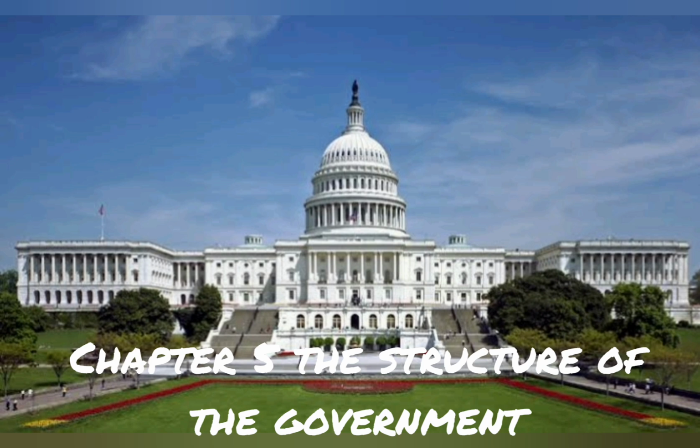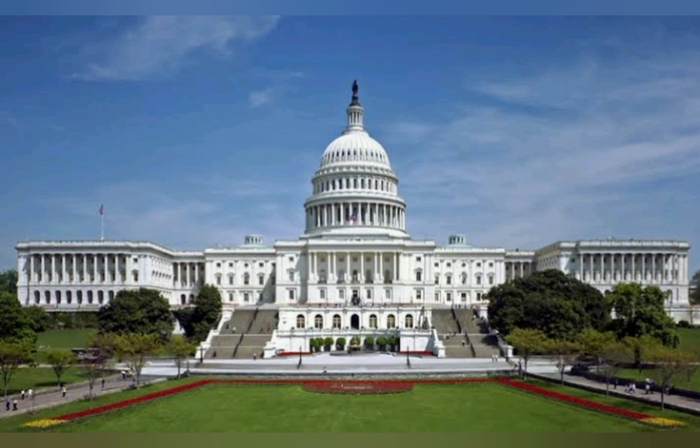Chapter 5, The Structure of the American Government. The Constitution established 3 branches of government: the legislative branch, the executive branch, and the judicial branch. The legislative branch, which is the Congress, makes laws. It consists of the Senate and the House of Representatives.